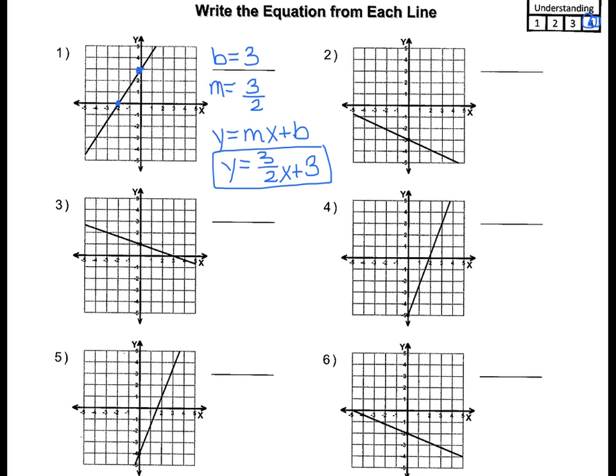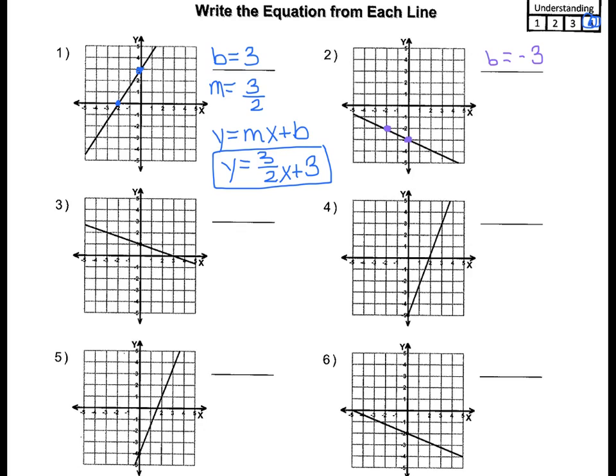Let's do number 2 together. Always identify your b. So your b is right there, and that coordinate is -3. Okay, y-axis. Your b is -3. Our next step is you want to find our rise over run. So you want to look at your line and see where you're hitting your x and y at the same time, which is right here. So let's put a dot.